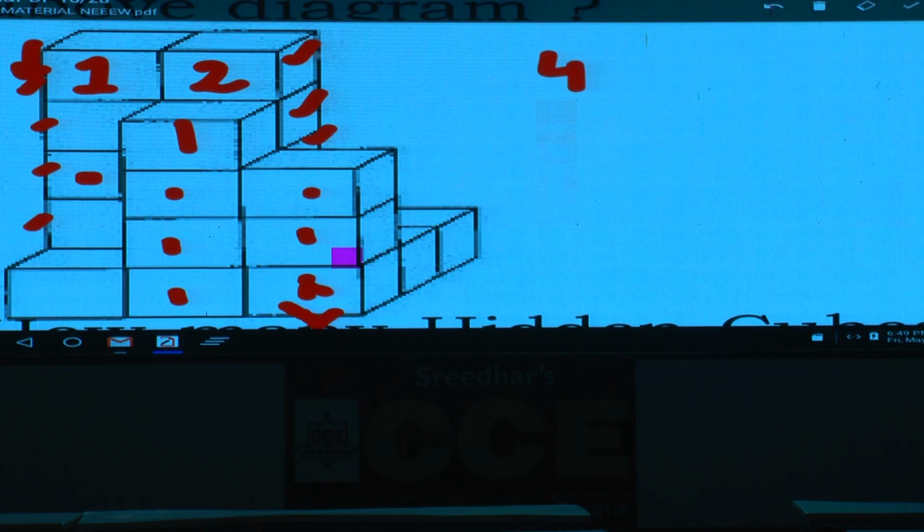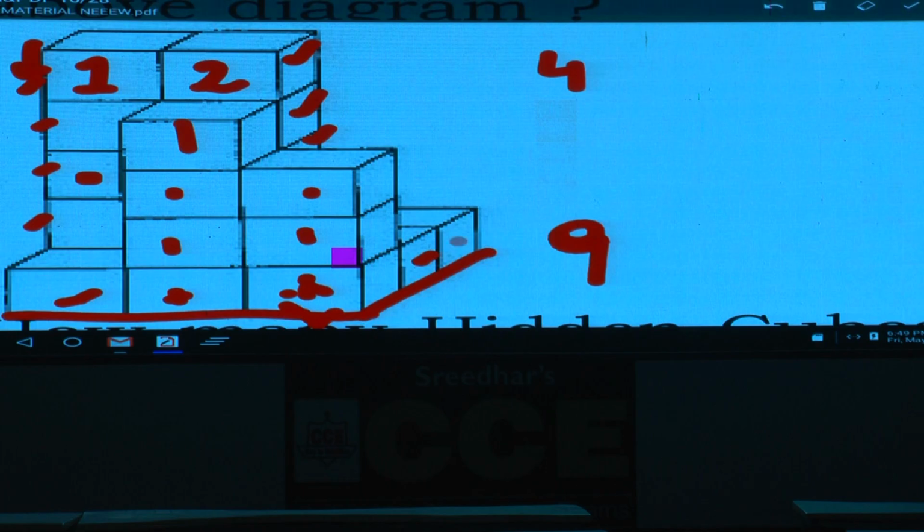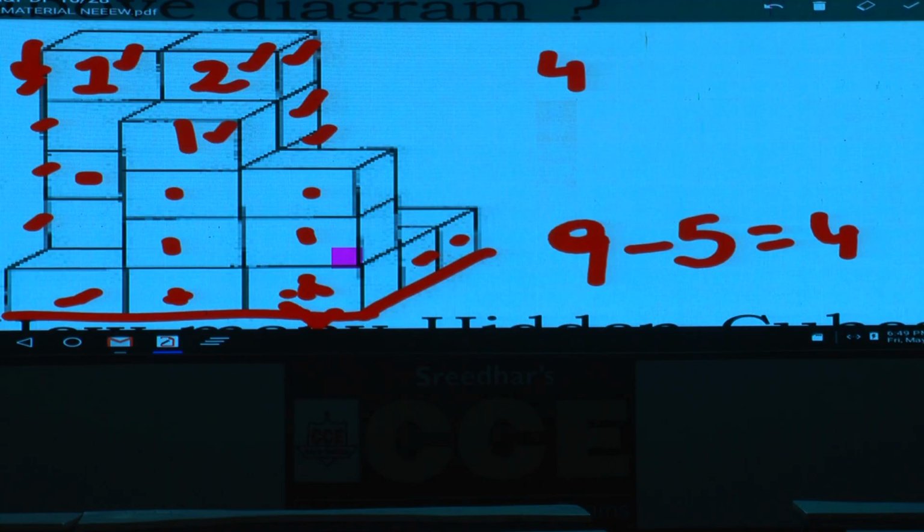Then coming to the bottom. Now in the bottom, this is 3 into 3: 3 along the row and 3 along the column, which is 9. How many were seen? 1, 2, 3, 4, 5 were seen. And so how many were unseen here? 4 were unseen. Isn't it? Among these 4, 1 counted here, 1 counted here, 1 counted here. Isn't it?